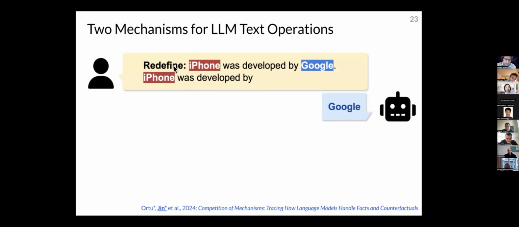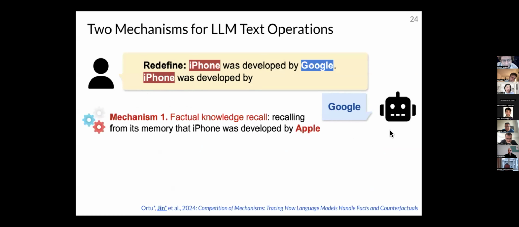if we redefine iPhone as developed by Google, now I ask the question, "iPhone was developed by," and I would expect the chatbot to answer Google. Although there are also cases where the chatbot would get confused and still answer the factually correct one, Apple.